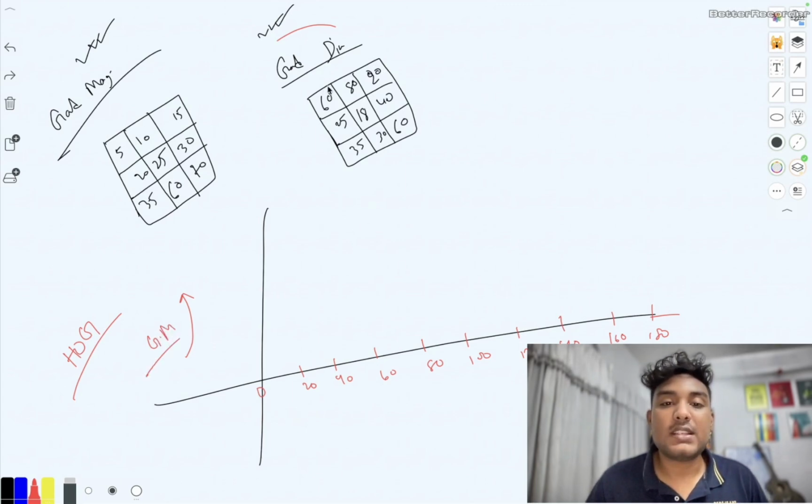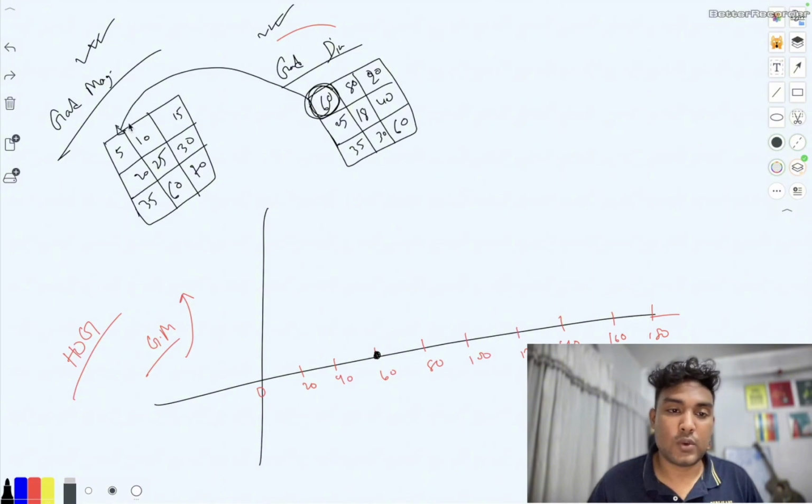So for each pixel, firstly we need to calculate a pixel like this. We're going to have 16 as gradient direction. 16 means this. This is where we can find 16 as the gradient direction value. So the corresponding value for 16 is 5. So we're going to calculate 5 here. Okay, then we got 80. So we're going to find 80 here. The corresponding value of 80 is 10. So here we will write 10.